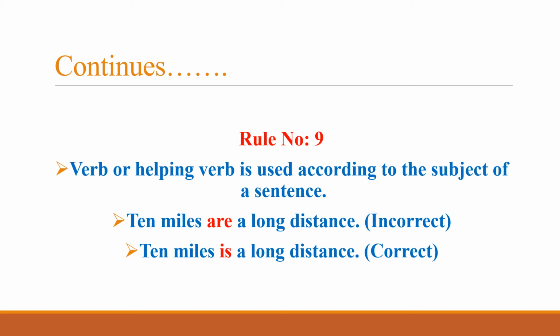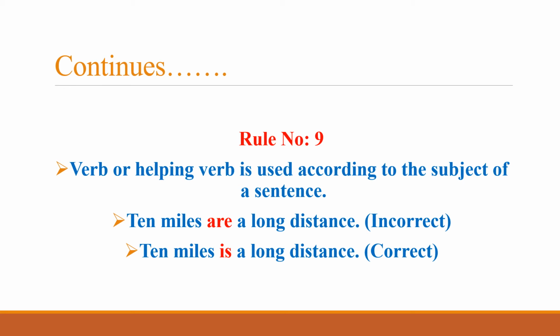For example, in the first sentence, we see "10 miles are a long distance." What we see here is that "are" has been used according to miles, and miles is plural, so it would take the plural verb, and it apparently appears fine and correct. But actually 10 miles is not functioning as a subject. "A long distance" is the real subject of the sentence. So we need to use the verb or helping verb according to "a long distance."